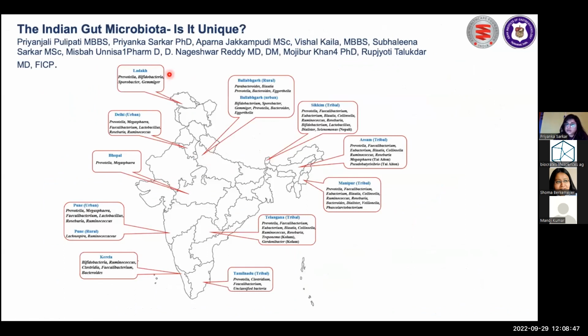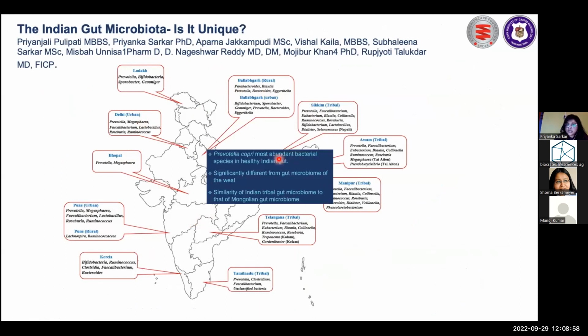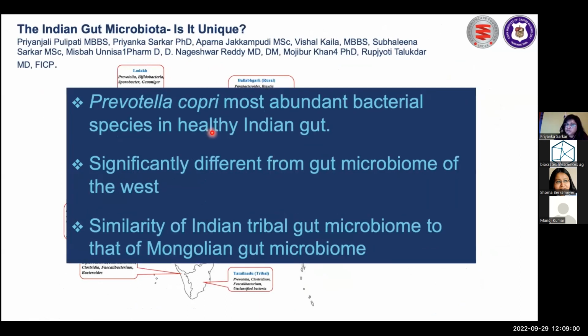Then we also cross-checked how the Indian gut microbiota looks. Here we took into consideration all the studies from different parts of India. The take-home message of this study is that Prevotella copri is the most abundant bacteria in the Indian gut, which we did not see in the Western population. We also found that the Indian tribal gut microbiome is similar to the Mongolian gut microbiome.